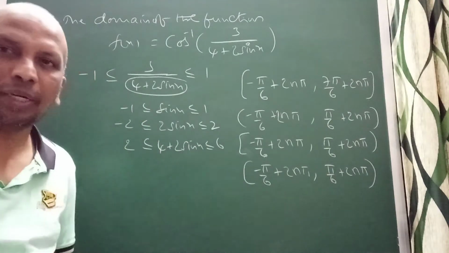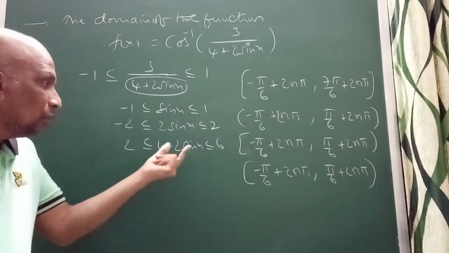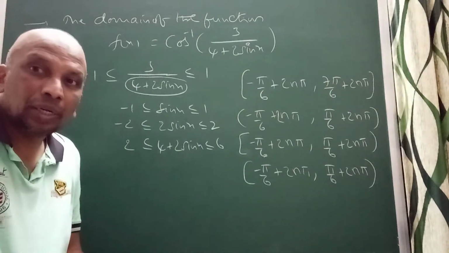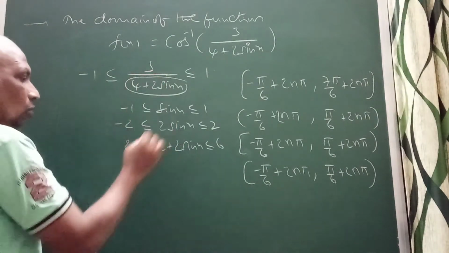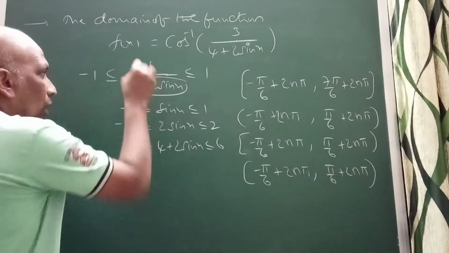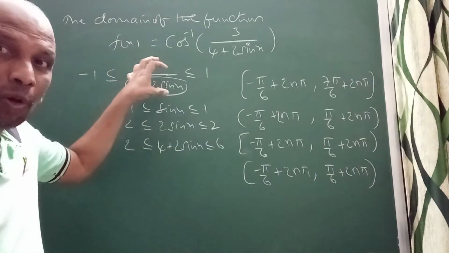Always positive, correct? The value is always positive. Understood that? 4 plus 2 sin x is always positive. No doubt in that, correct? If we compare here, this is always between 2 and 6. We added 4, and you got this one, always positive. So that means this value is always positive.